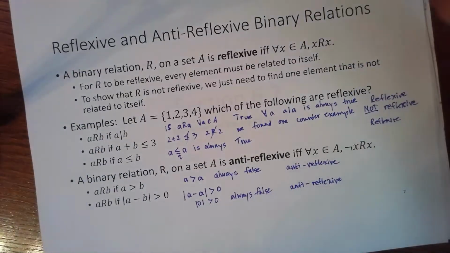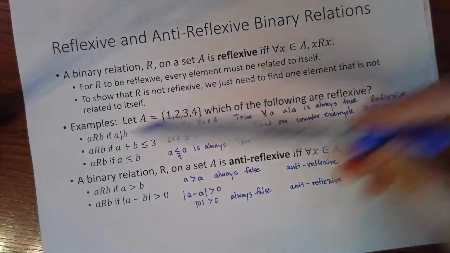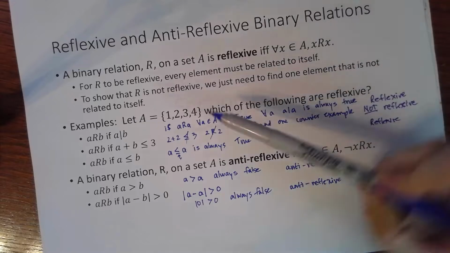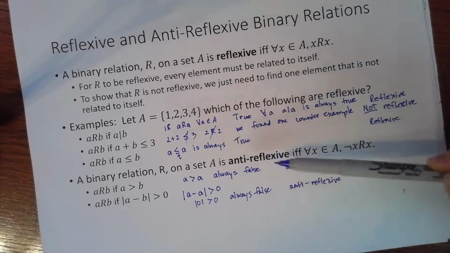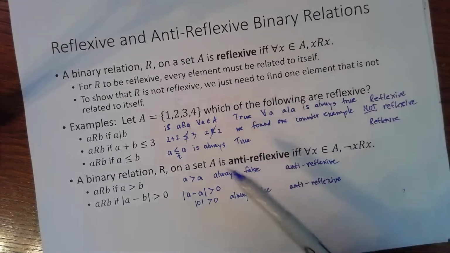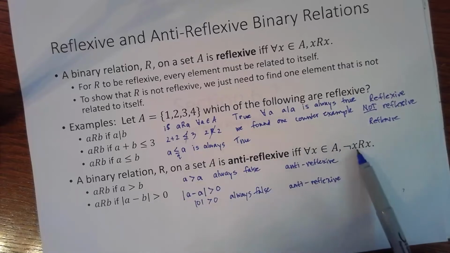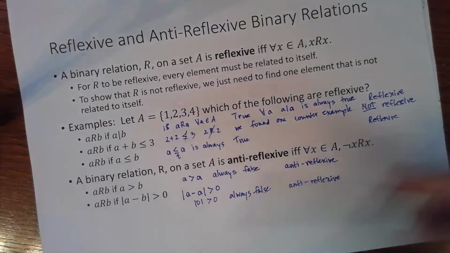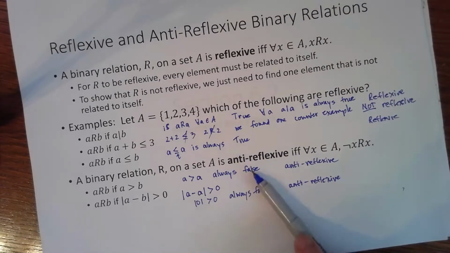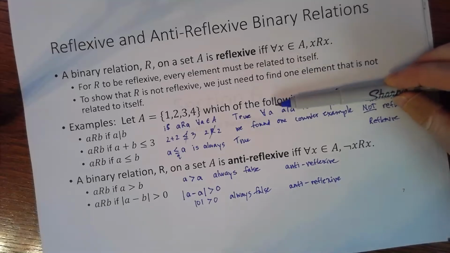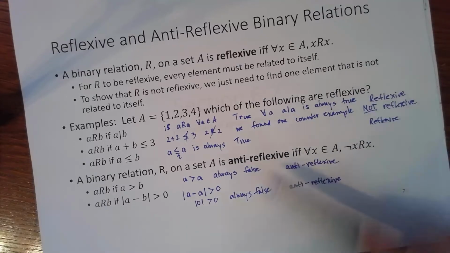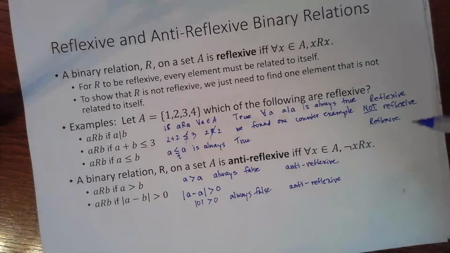One thing to note is that if a relation is reflexive, meaning every A is related to itself, then it certainly can't be anti-reflexive. If every A is related to itself, that means every A is true, so we certainly can't find every A being false. Also, if it was anti-reflexive, there's no possible way it could be reflexive. If it's always false, it can't be always true. So these things cannot be true at the same time, but it could be neither.